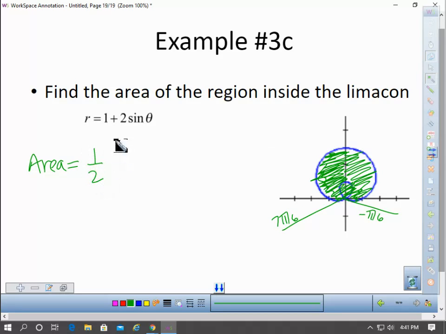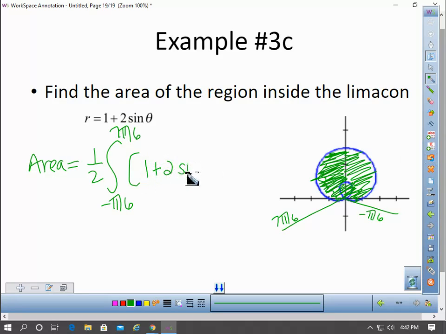So you could do 1/2 the integral from negative pi over 6 to 7 pi over 6 of r squared, (1 plus 2 sine theta) squared d theta. So that's really what I just did in the previous problem, except I chose to do negative pi over 6 to pi over 2 and just double my answer. And in the previous problem we didn't want the loop, so we subtracted off the loop. So this problem is exactly the same. I just wouldn't have to subtract off the loop.